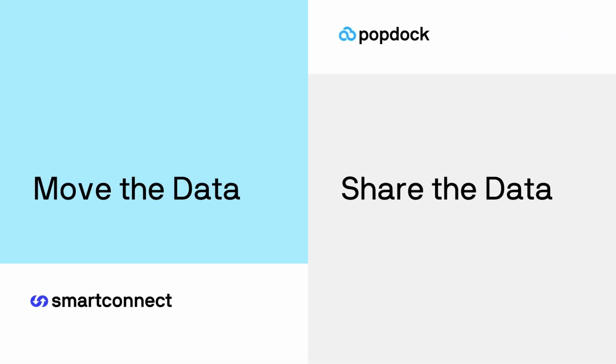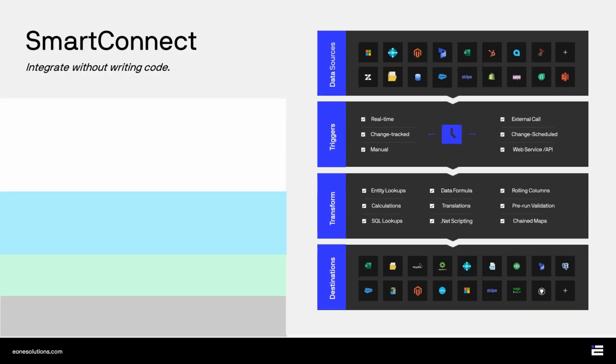So in the E1 iPaaS, we have Smart Connect and PopDoc. Smart Connect is going to be all about moving the data. That's what we're looking at today. We have PopDoc for sharing the data, which I'll show a little bit of later on. But when we move the data, we want to make sure we're only pulling the data that we need.